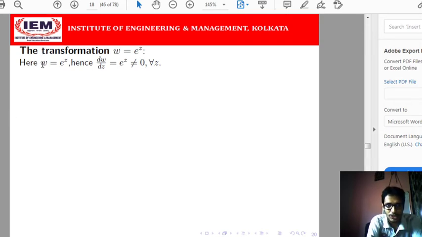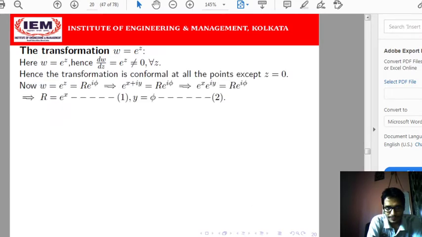Since W equals e to the power Z, we know that the exponential function is differentiable everywhere. So it is analytic at each and every point of Z, and dw/dz equals e to the power Z, which is not equal to 0 for all Z. That's why W equals e to the power Z will be conformal for any value of Z.